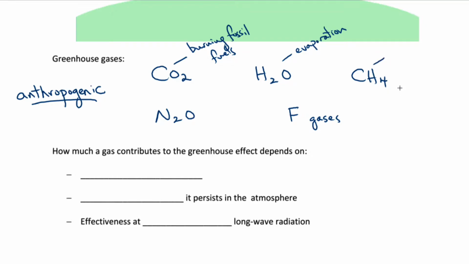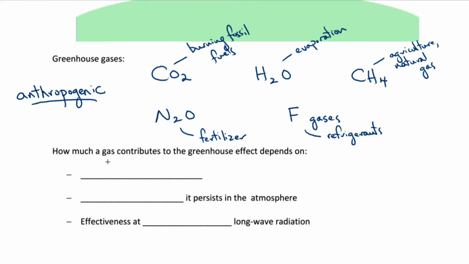Methane, CH4, comes largely from agriculture, from livestock, and is also the major component of natural gas and is released from industry as well. Nitrous oxide also largely comes from agriculture in the form of fertilizers. It's released when fertilizers are used in large quantities, and fluorinated gases are used as refrigerants and in industry. So the release of these gases as a result of human activities is what's leading to the anthropogenic greenhouse effect.